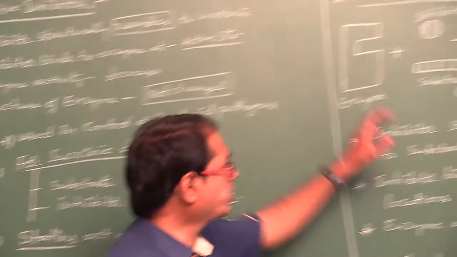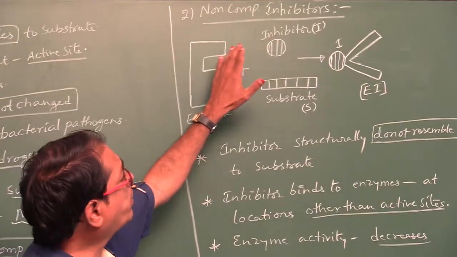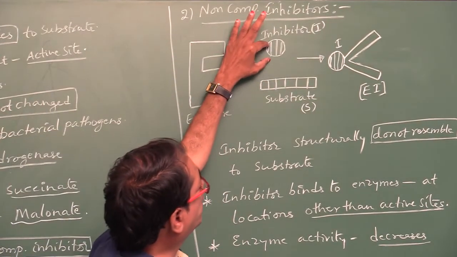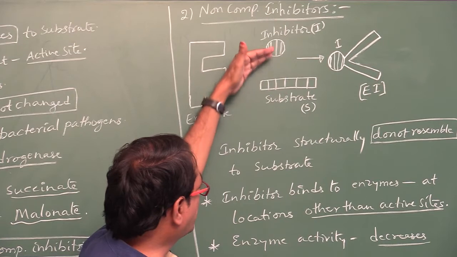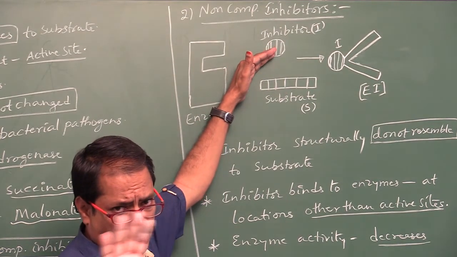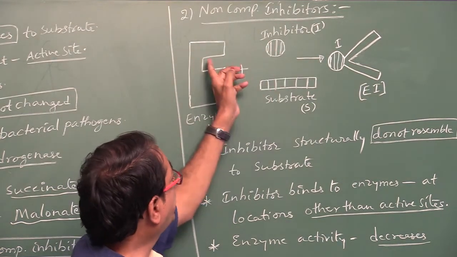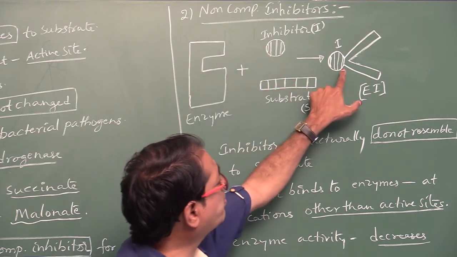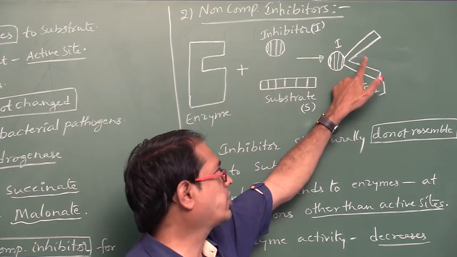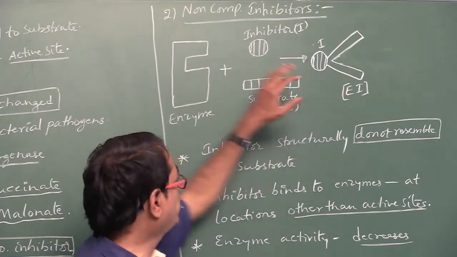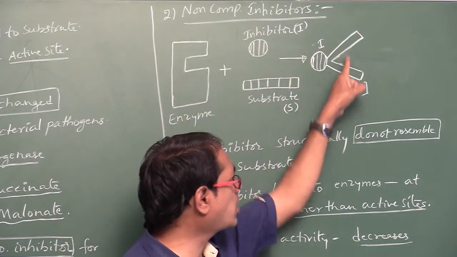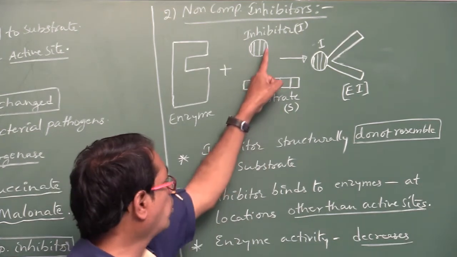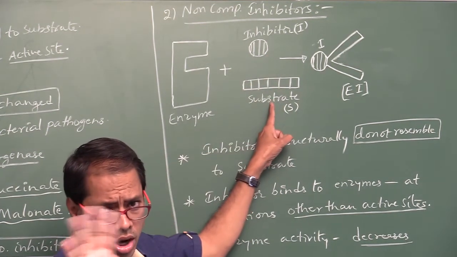Now look here, my dear students. This is non-competitive inhibition. This is the enzyme, this is the inhibitor, this is the substrate. Both substrate and inhibitor do not resemble each other. These are bound. So this is the inhibitor, no? Does this inhibitor bind to the active site of an enzyme? No. This is the active site, no? Other than the active site, the inhibitor is bound. This is the shape of the enzyme. Here the shape of the enzyme is also changed. So the points here are that both inhibitor and substrate do not resemble each other.